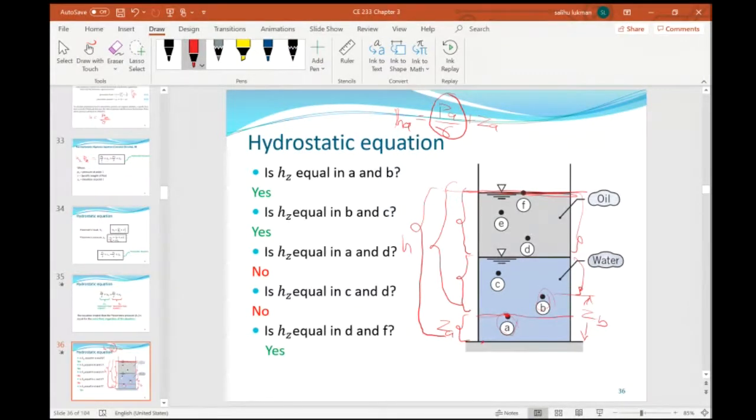Now, what about points A and D? Points A and D are in different liquids.